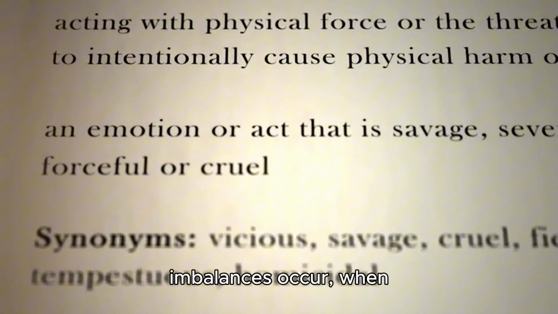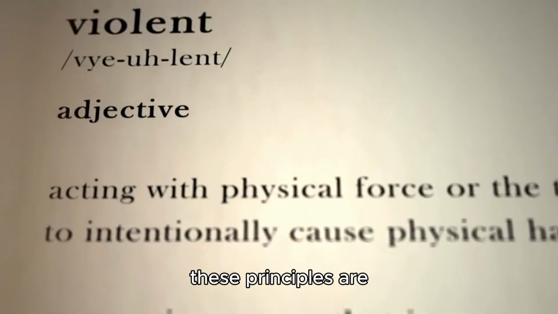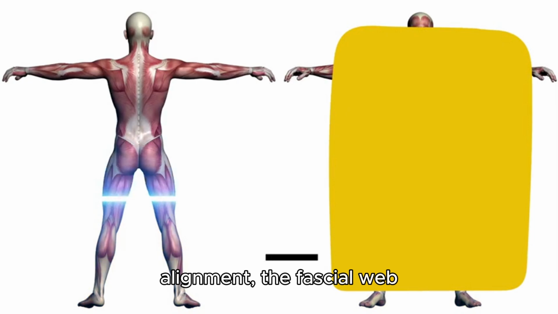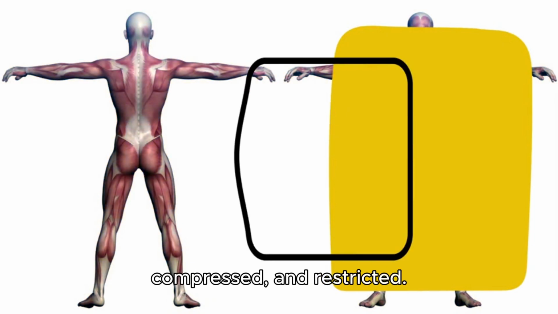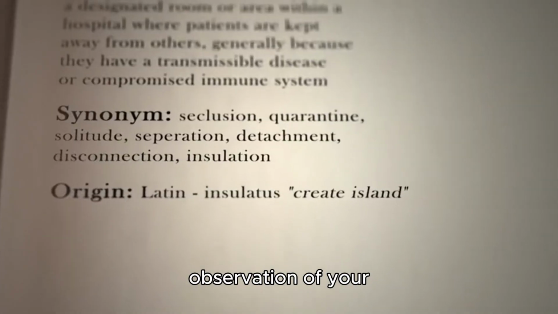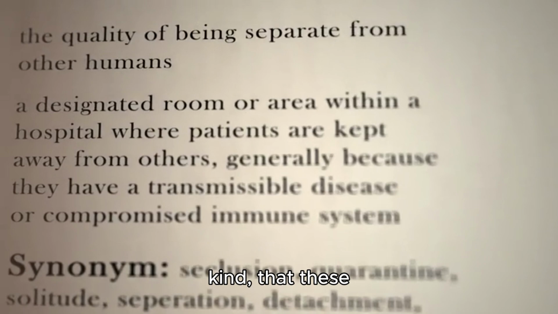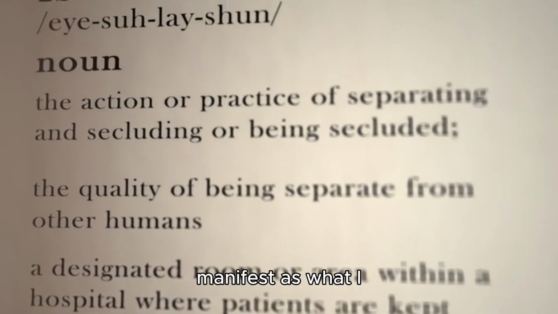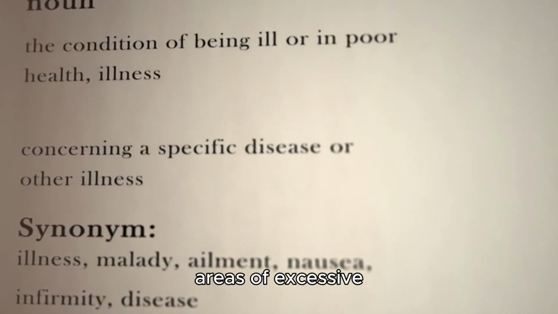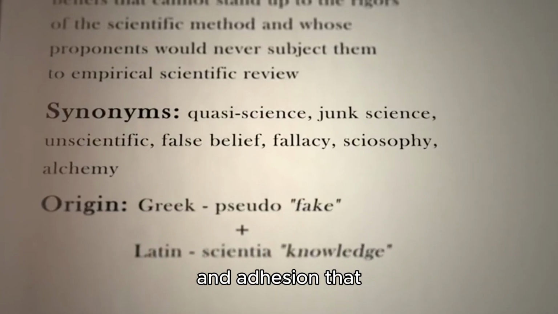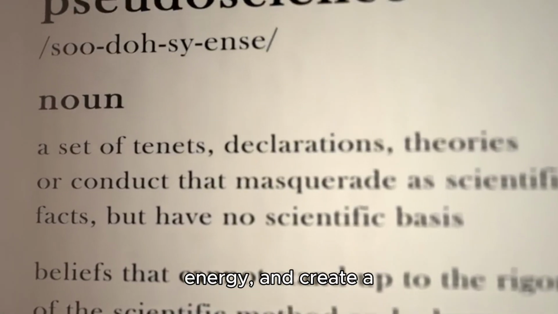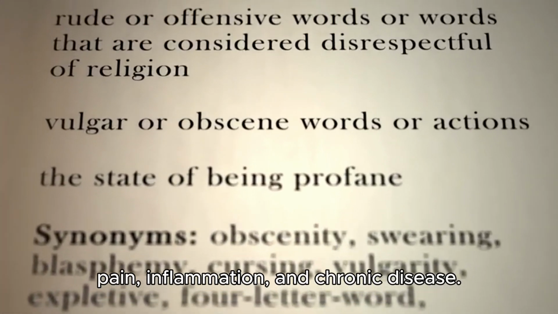However, when structural imbalances occur, when these principles are violated, and when the body deviates from its natural alignment, the fascial web becomes distorted, compressed, and restricted. I have observed, in my long and patient observation of your kind, that these imbalances often manifest as what I would call knots and snags in the web, areas of excessive tension, compression, and adhesion that restrict movement, impede the flow of energy, and create a fertile ground for pain, inflammation, and chronic disease.